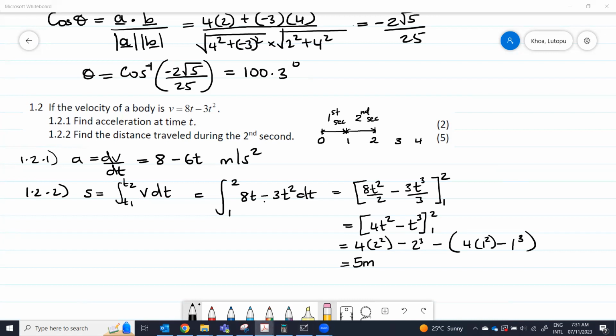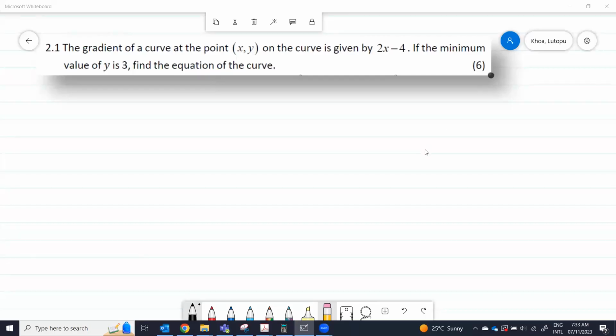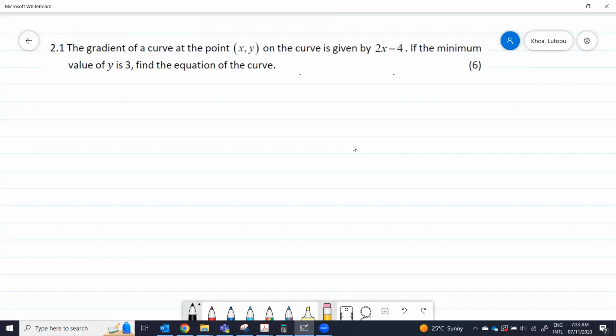Okay, then question 2. Okay, it says the gradient of a curve at the point xy on the curve is given by 2x minus 4. If the minimum value of y is 3, find the equation of the curve.